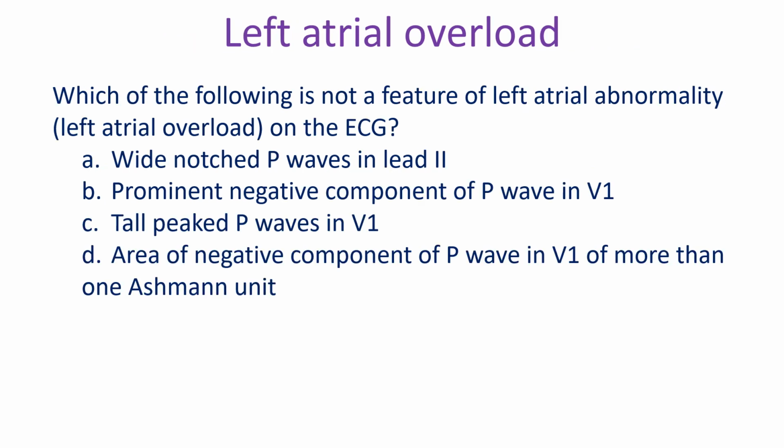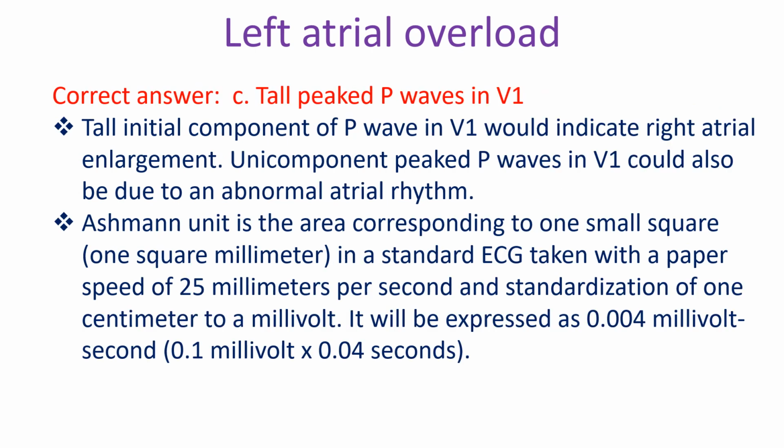Which of the following is not a feature of left atrial overload on the ECG? A. Wide notched P waves in lead 2, B. Prominent negative component of P wave in V1, C. Tall peaked P waves in V1, D. Area of negative component of P wave in V1 of more than 1 Ashman unit. Correct answer C. Tall peaked P waves in V1. Tall initial component of P wave in V1 would indicate right atrial enlargement. Uni-component peaked P waves in V1 could also be due to an abnormal atrial rhythm.